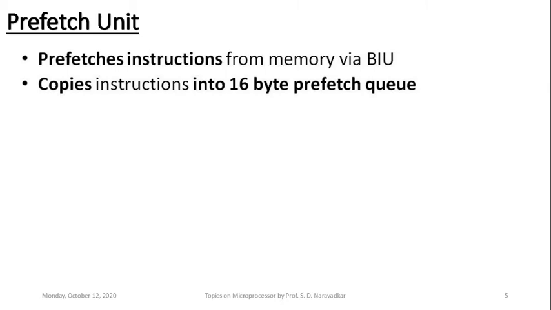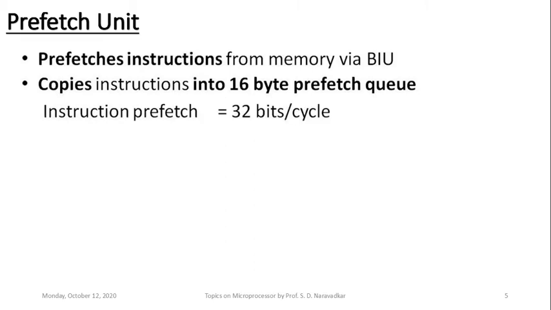And once those instructions are prefetched, where are they copied? Instructions are copied into a 16-byte prefetch queue, which is an integral part of the prefetch unit itself. Earlier, in the case of the 8086 processor, that prefetch queue was just 6 bytes. Here it is 16 bytes. So more instruction bytes can be prefetched and copied here before the actual execution starts.